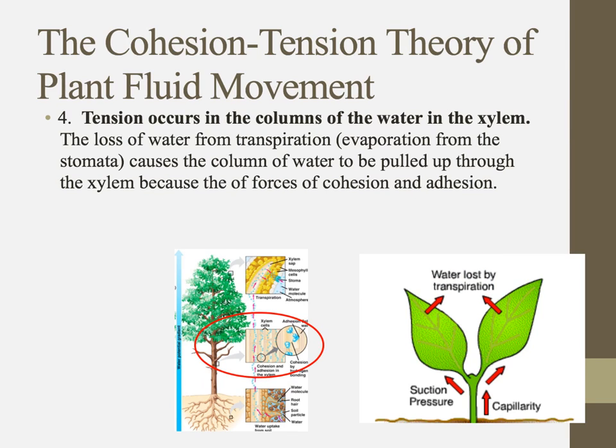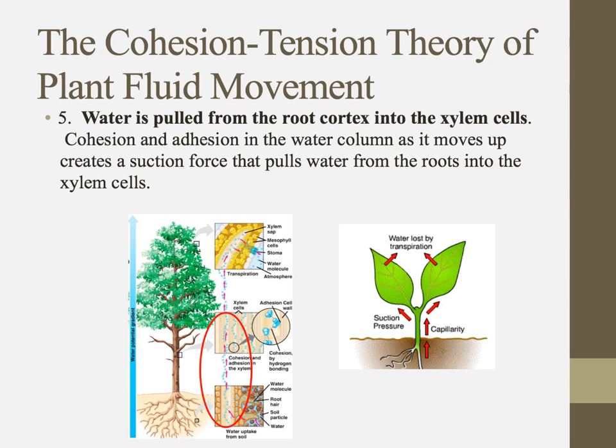Okay, so all this pulling and tugging is going to cause the force known as tension. So tension, if you can imagine like a tug of war and pulling on a rope, we can feel that tension in the rope. The same thing is going to be happening in the water column inside the xylem. There's going to be a lot of tension as we're literally pulling water molecules up through the xylem with the forces of cohesion and adhesion.